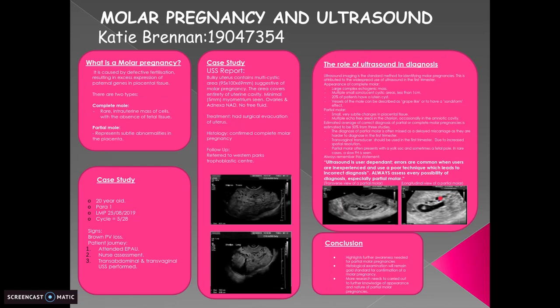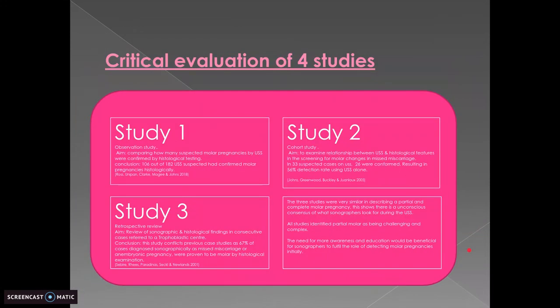However, in a large number of cases, the appearances appear more subtle, therefore making it harder to detect. The study by Sebire et al. 2001 shows the rate at which sonographers do not detect a molar pregnancy and it is diagnosed as a miscarriage or anembryonic pregnancy. Their study showed 67% of cases were missed and only 34% were detected.